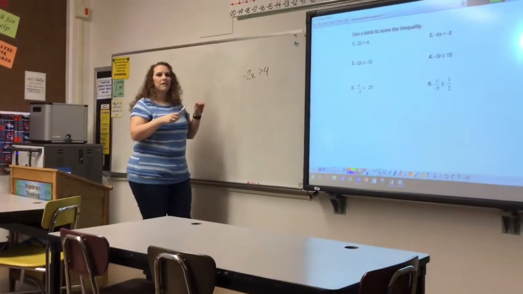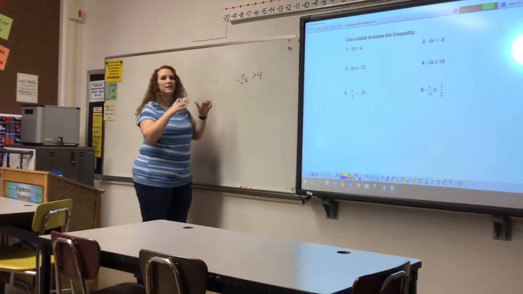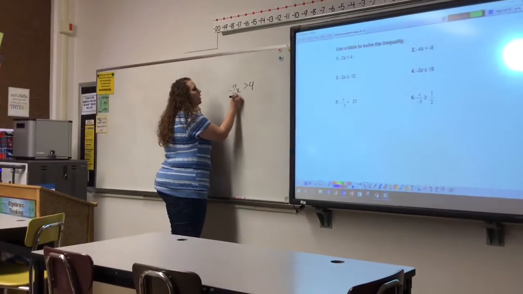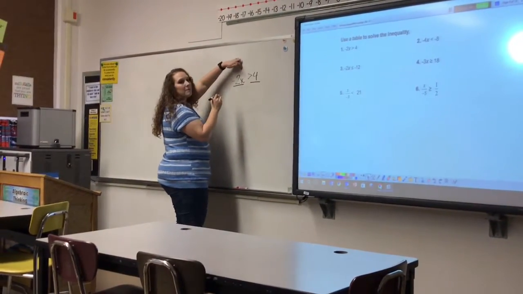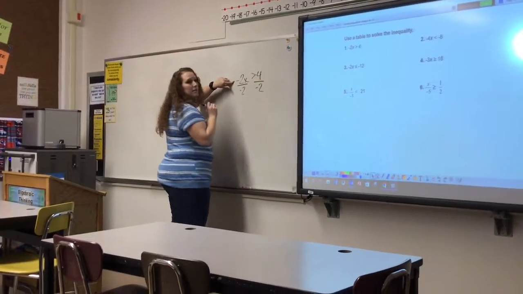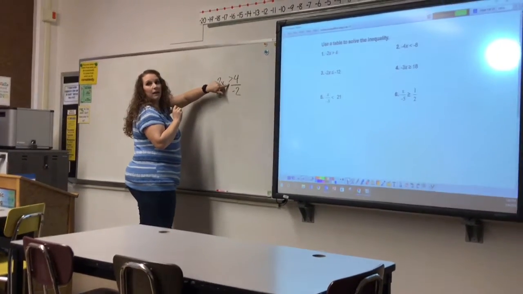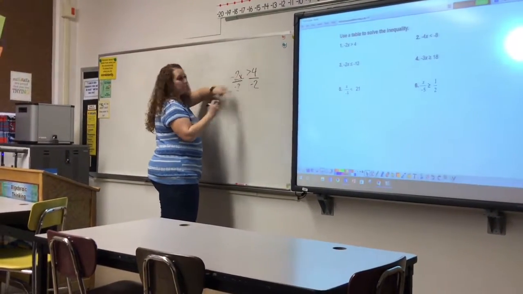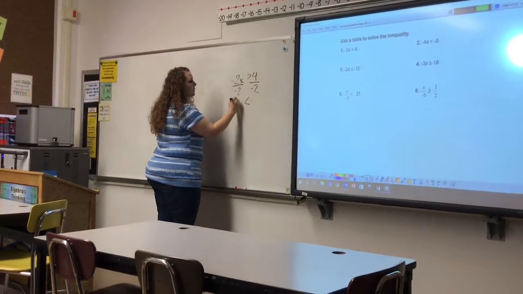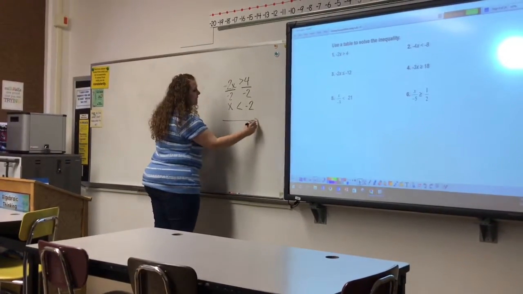When you're solving, if you multiply or divide by a negative number, you have to flip the inequality, and we did that project on Monday to figure out why. So here, this is -2 times x. I have to divide by -2 on both sides. Because I divided by -2, what happens to my sign? It flips, right? So here we have x, and here we have -2. And then you graph it.